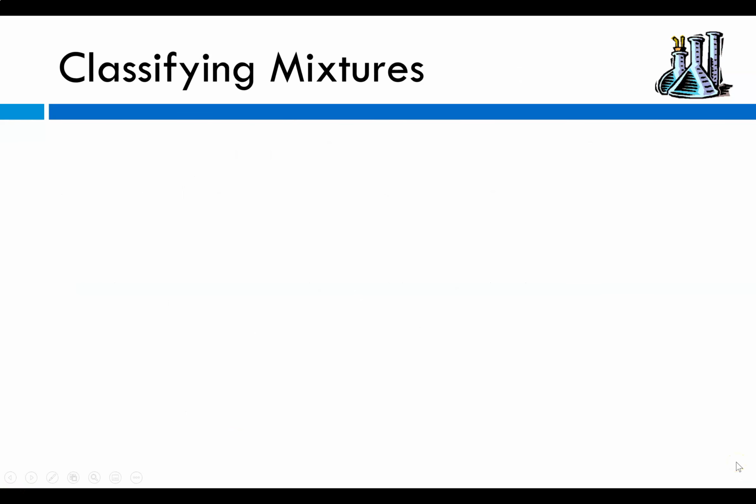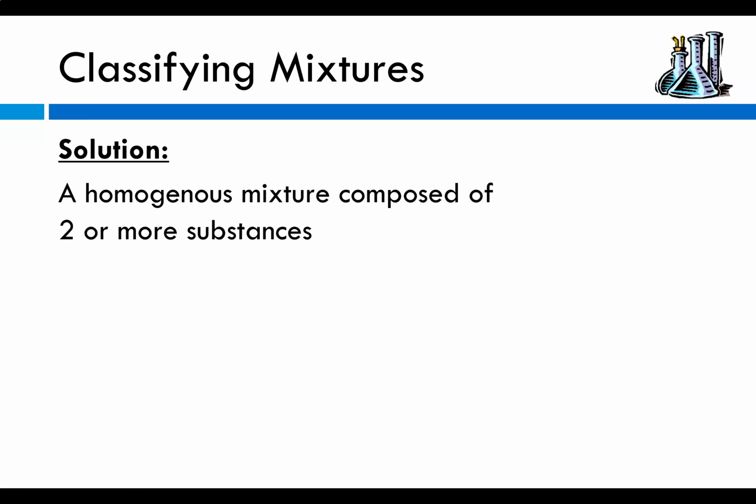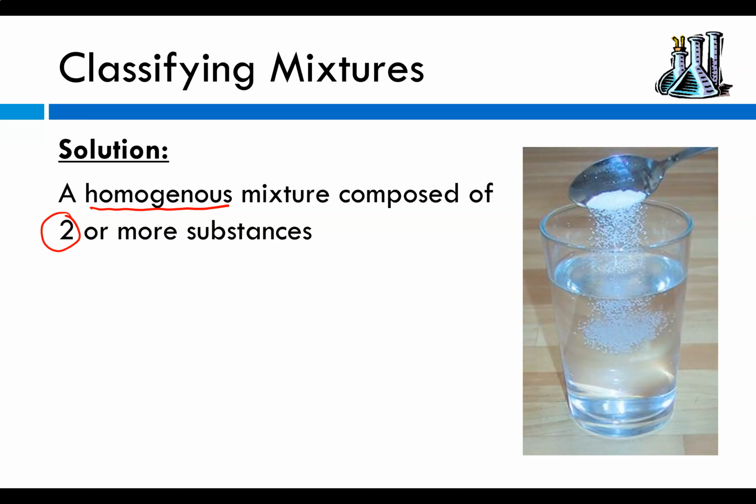I want to start off by looking at solutions. A solution is a homogeneous mixture composed of two or more substances. Solutions have to be homogeneous. They have to be the same throughout or uniform. We're going to be focusing on pretty simple solutions consisting exclusively of just two substances. A good example of a solution might be salt and water or sugar and water. You know from experience that you can stir that mixture and you can make it completely homogeneous. No evidence that salt or sugar has been added.